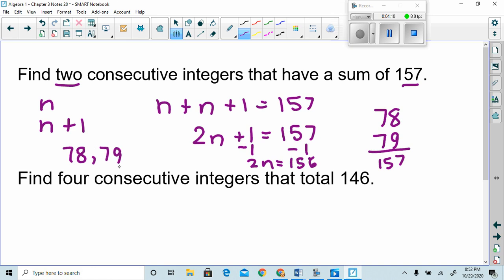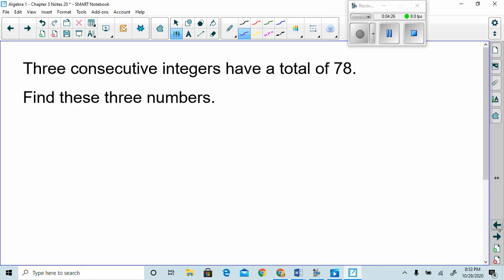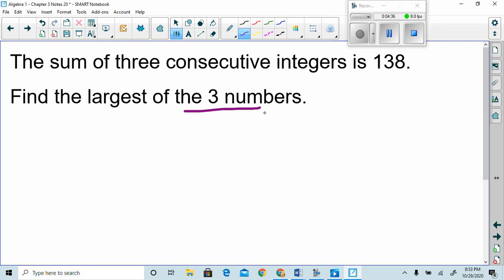What if I wanted 4? Well, it would be n is my first number, n plus 1 my second, n plus 2 my third, and n plus 3 my fourth. And you'd go ahead and solve. I'm hoping you're starting to recognize the flow of these. They may sometimes just ask you to find all three numbers, as in this problem. They may ask you to find the largest of the three numbers. So I would again do the same process. Now if I'm looking for 3, I know it's going to be 3n plus 3 equals 138. And then I'm going to find those three numbers, and when I look for that, my answer will be the largest of the three.